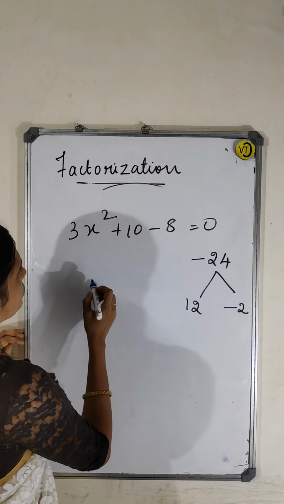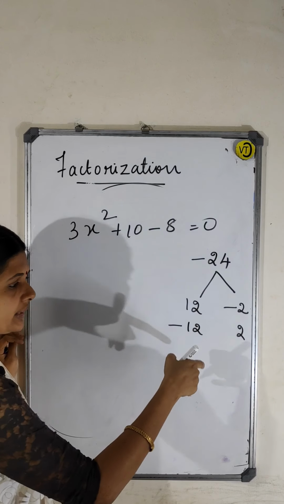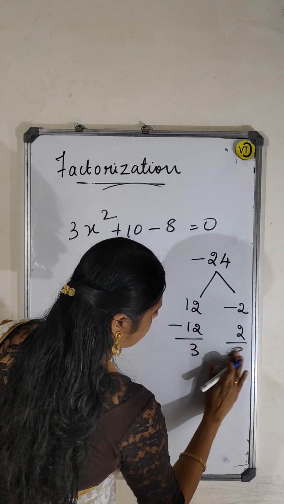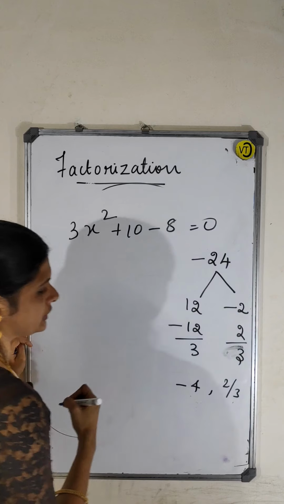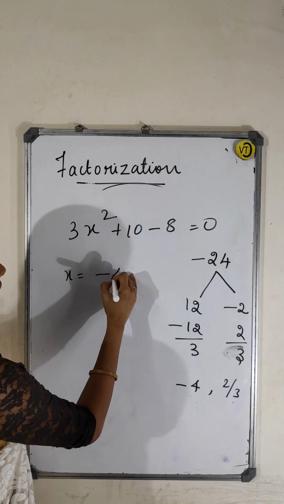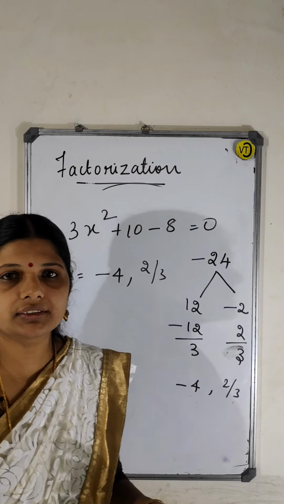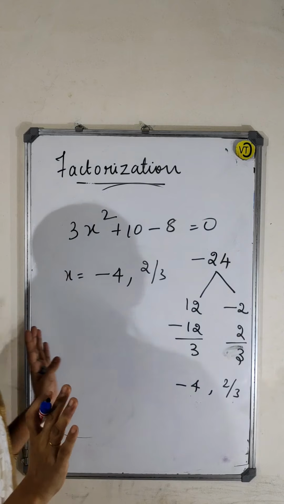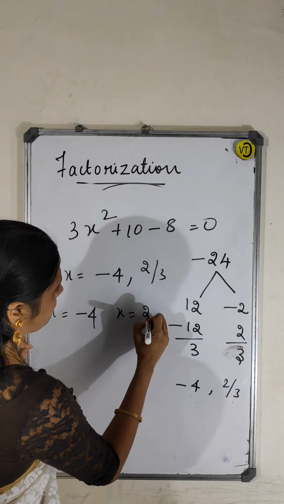Okay. So here minus 12 plus 2, you have to change the sign here. Then by 3, by 3. By 3 here, by 3. So the answer is minus 4 comma 2 by 3. Yes, x value is minus 4 comma 2 by 3. Ma'am, I want the factor, ma'am. I don't want the zeros. I don't want the x value. In sense, very easy it is. Don't worry about it. So x is equal to minus 4 and x is equal to 2 by 3, right?